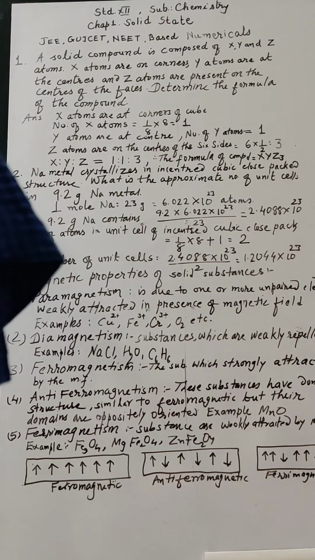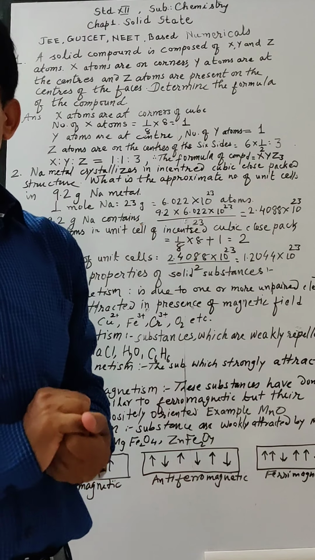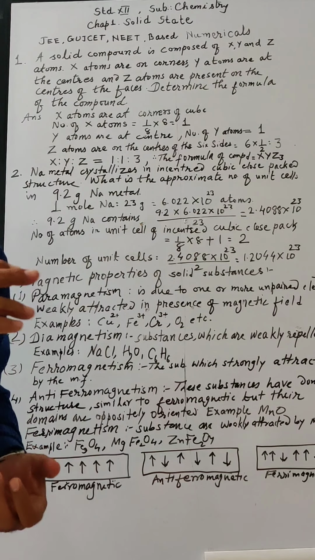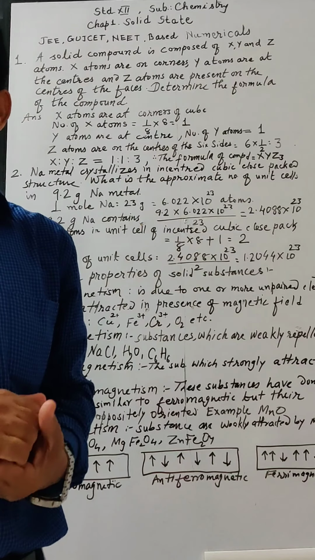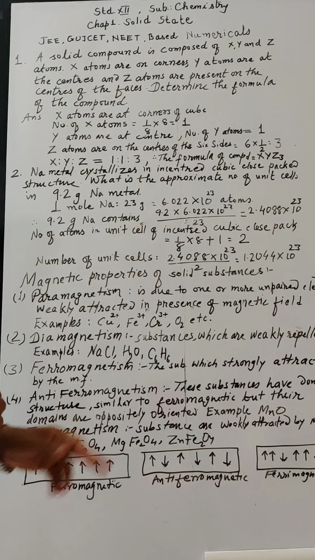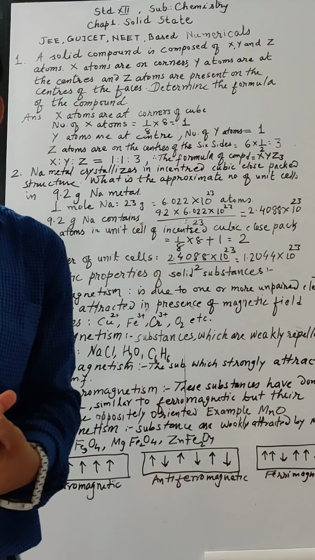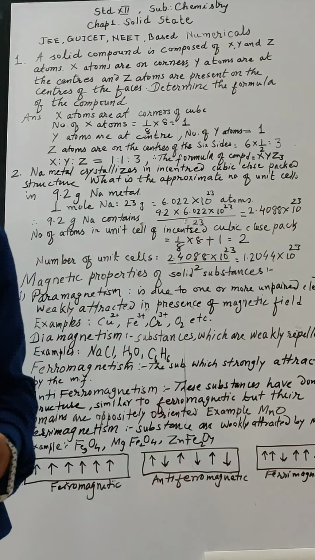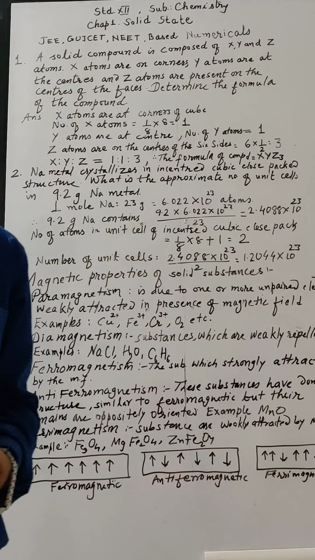The substances which are strongly attracted by the magnetic field and which show permanent magnetic property. In solid state metal ions of ferromagnetic substance are arranged in domains. Examples of ferromagnetic substance are Fe, Co, Ni, gadolinium and CrO2.